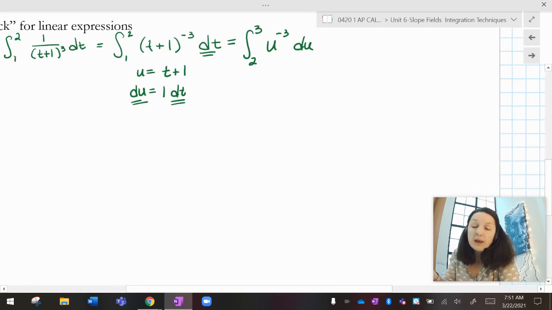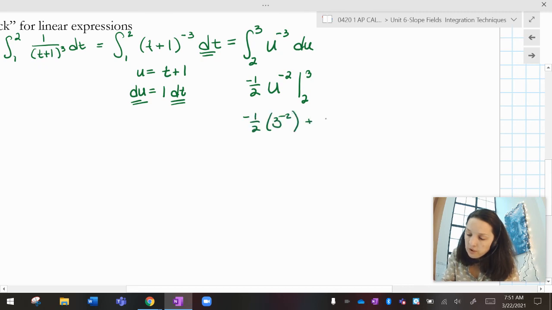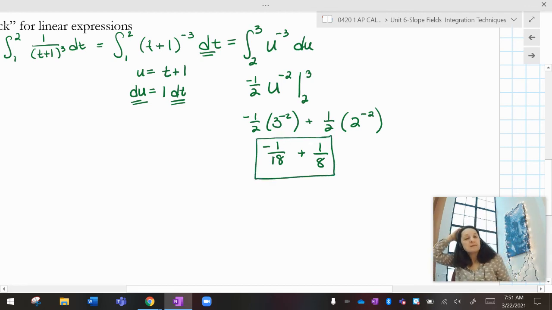Then I'm going to take the antiderivative. I'm going to add 1 to the power, divide by the new power. Evaluate that from 2 to 3. So I have negative 1/2 of 3 to the negative 2 plus 1/2 of 2 to the negative 2. I'm writing a plus because it's minus a negative. So this is going to be negative 1/18 plus 1/8. And you know what? I'm just going to leave it like that because I'm lazy. And that's good enough. Okay, so there's your answer.